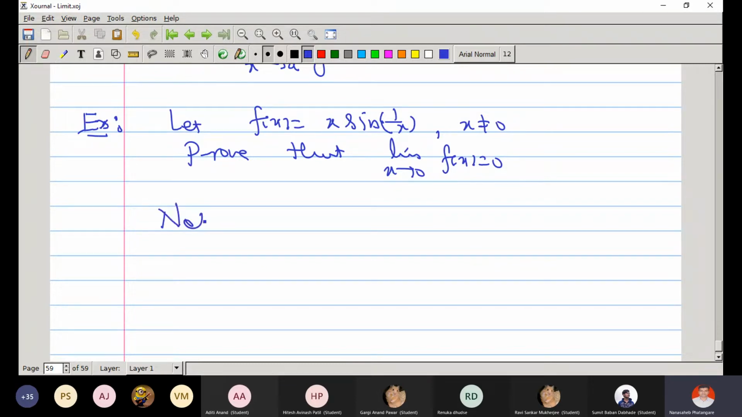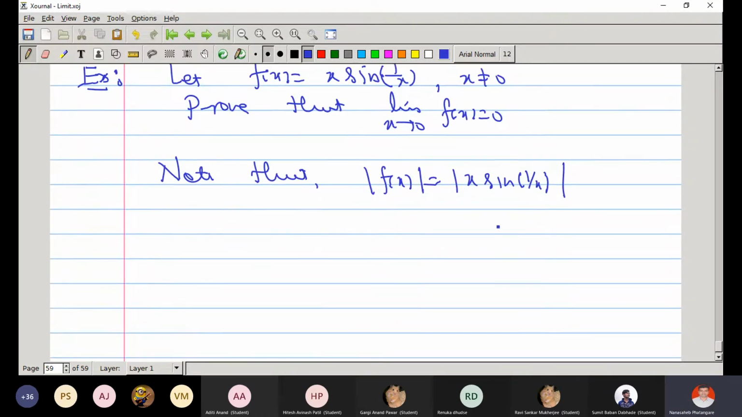So note that this is the absolute value of f(x), x sine 1 by x. Right? What can you say about this absolute value? Is it less than the absolute value of x? Am I right? For all x not equal to 0. Fine. For every x, this is going to happen. Non-zero x.